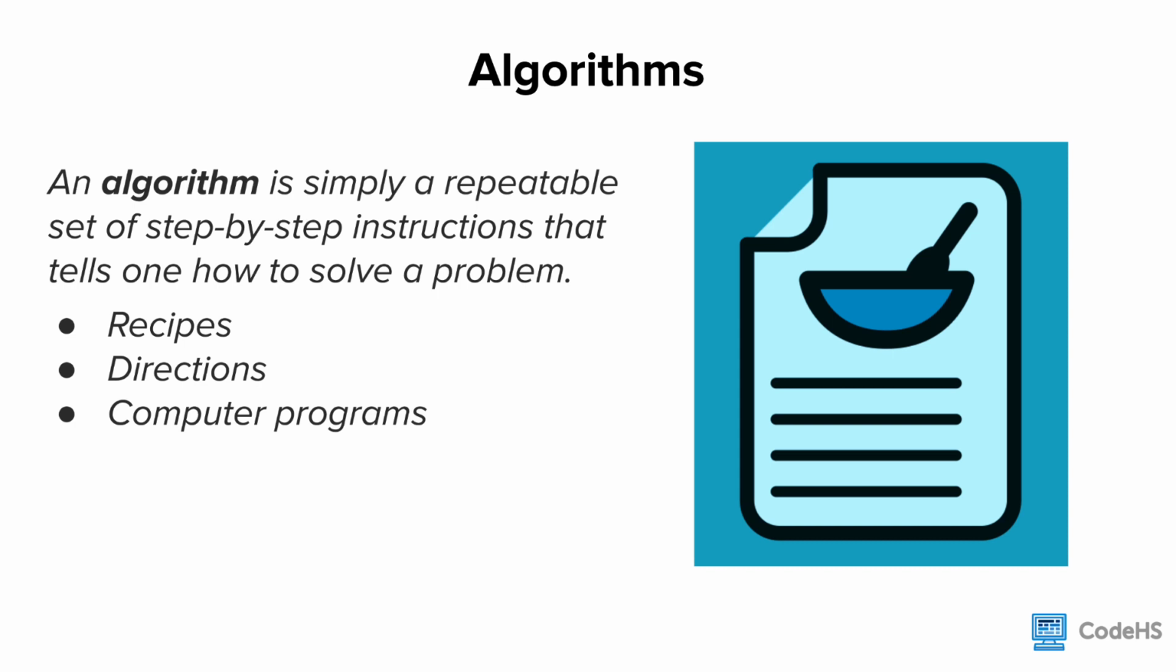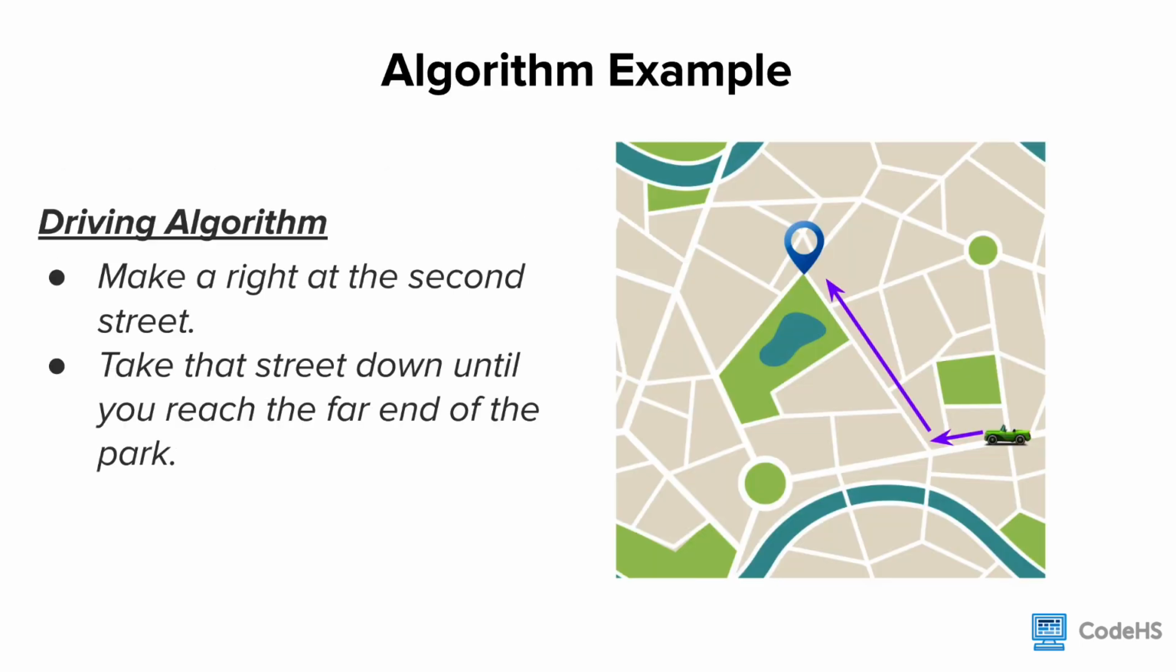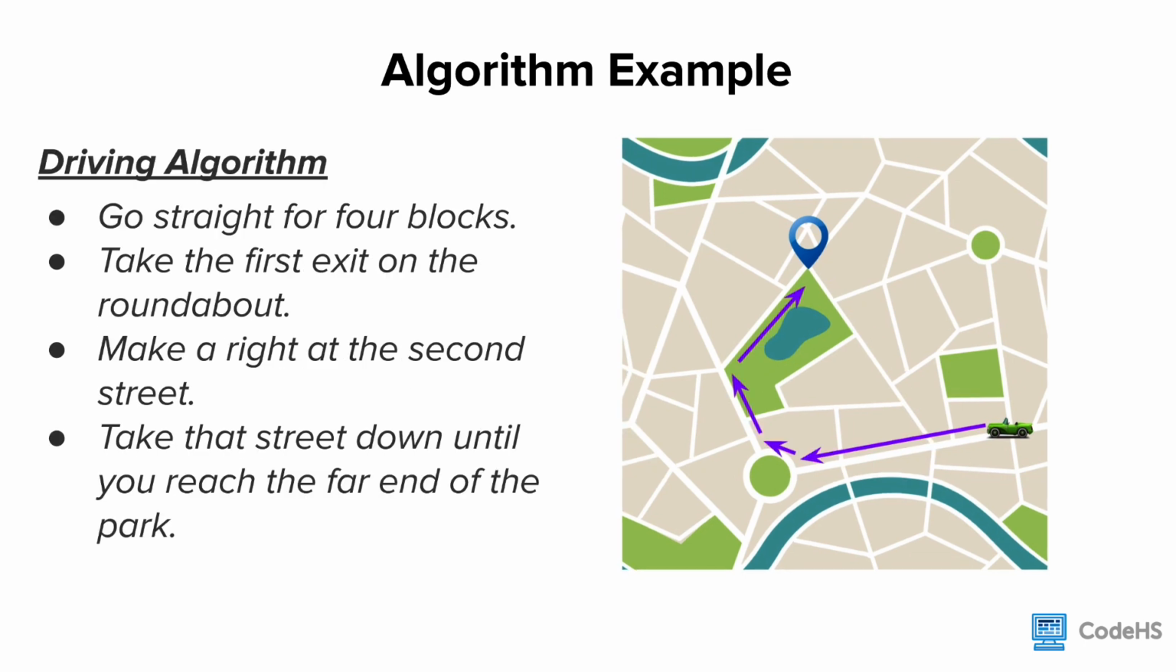The question we are going to explore in this video is, can one algorithm be better than another at solving the same problem? In this example of an algorithm, the path that the green car has to take is very clear. The program is two simple steps. Make a right at the second street and take the street down until you reach the far end of the park. What if we were given these instructions instead?